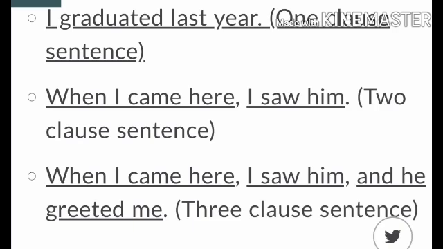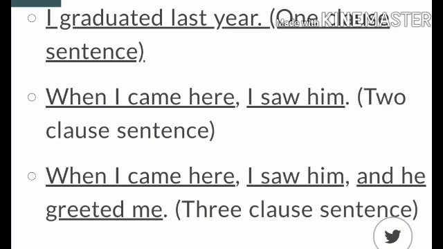Now let us see some examples and this concept will be more clear, what exactly these two clauses are. You can see here in the first example, I graduated last year. So here we can find one subject, predicate, and a verb. So it's only a one clause sentence. Whereas in the second example, it is, when I came here, I saw him. I repeat, when I came here. Here we have again a verb, a subject, and a predicate, and there is a comma, and again there is one more sentence, that is I saw him. So again there is a subject and a predicate and a verb. So these are two different sentences separated with a comma, having two clauses.